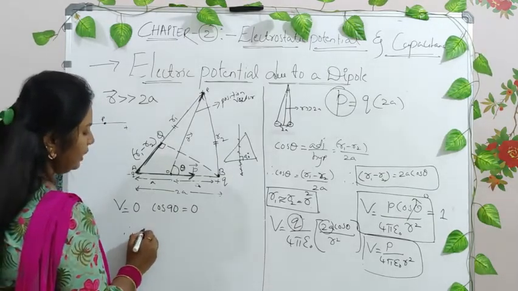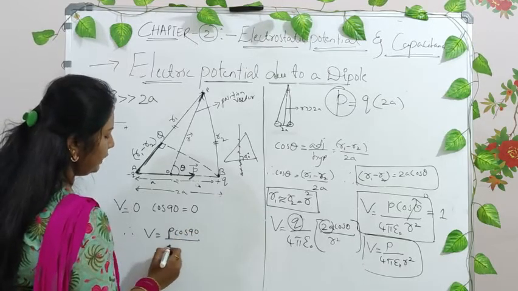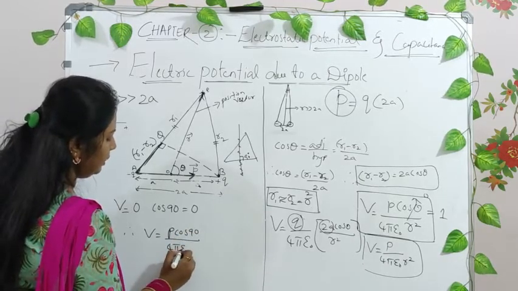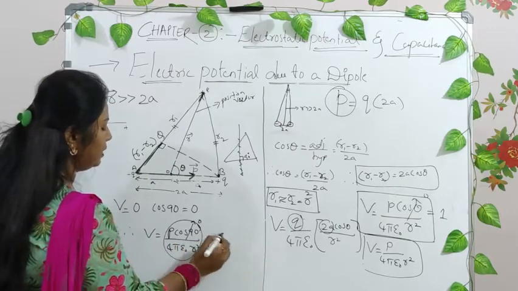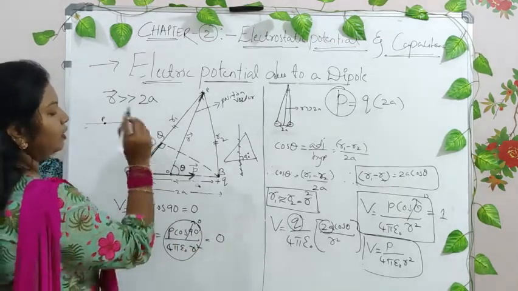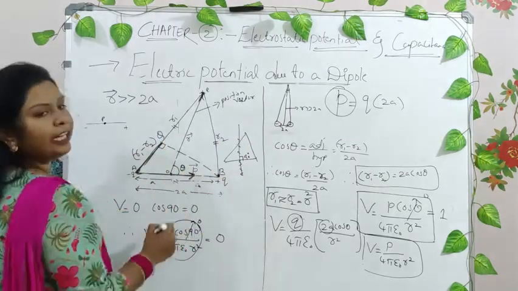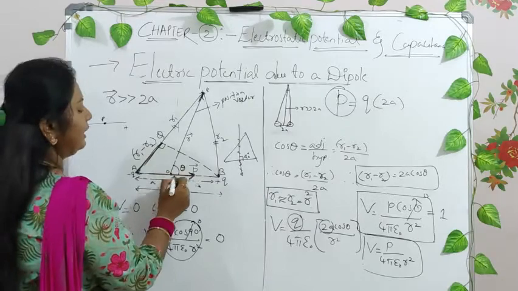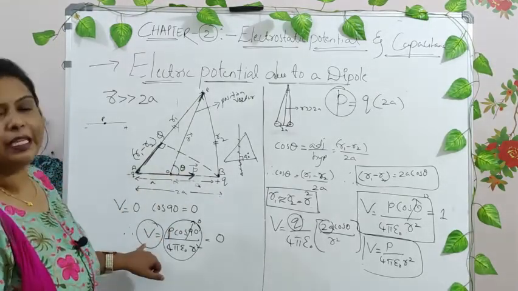Therefore, substituting in the value, V is equal to P cos 90 degrees divided by 4 pi epsilon naught r square. This becomes 0. The entire term becomes 0. Whenever a point lies on the equatorial line, making an angle of 90 degrees, then the potential at that particular point will be 0.